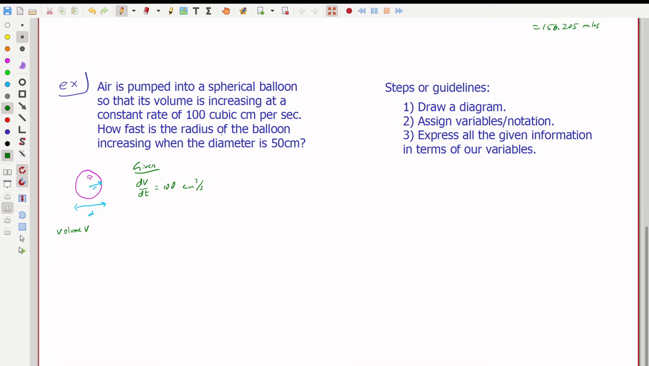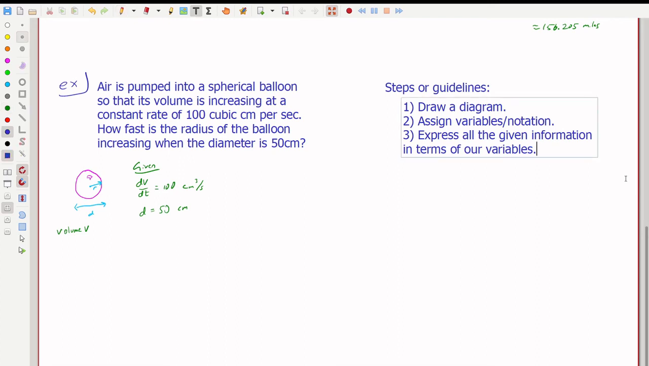And then it's asking how fast is the radius of the balloon increasing when the diameter is 50 centimeters. So I know that, at some point diameter is going to be equal to 50 centimeters. But I want to leave it as a variable until I'm done with the problem.